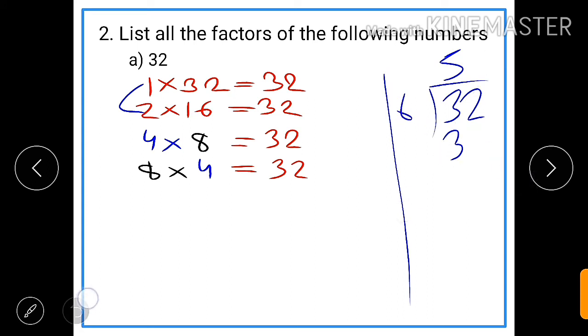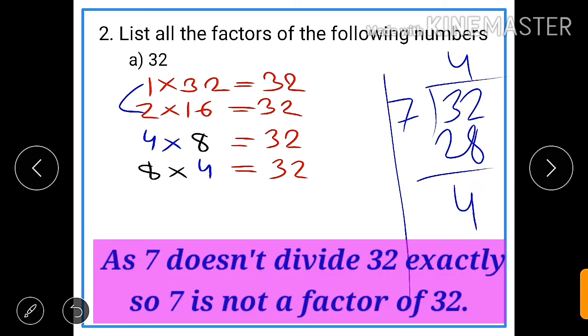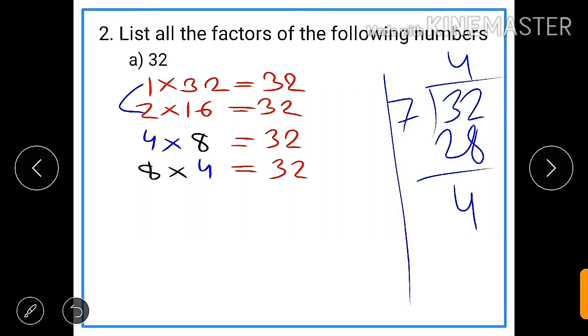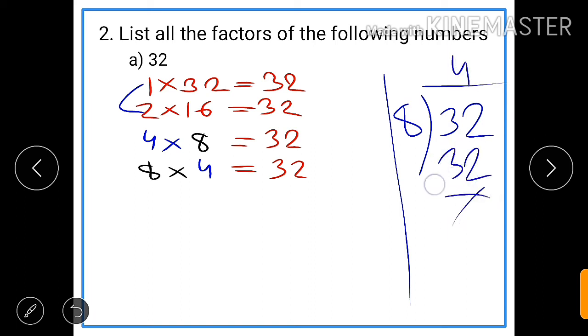Next we will check 7. We know 7 4s are 28. As a result we will get a remainder 4, which is not equal to 0. Therefore 32 is not exactly divisible by 7. So we will cancel this one. Next one is, we will check 8. After 7 we have 8. So 32 divided by 8 is 8 4s are 32, which is exactly divisible. So we will write 8 into 4 equals 32.